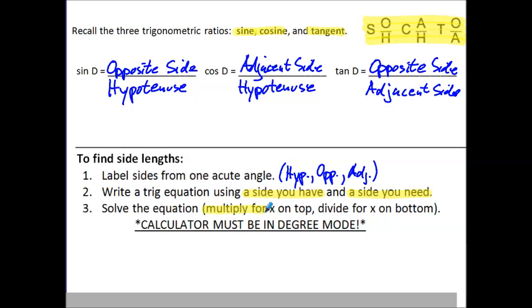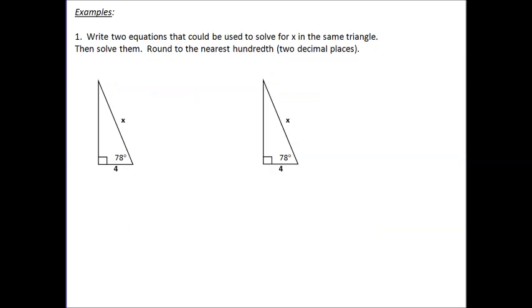There is a specific step each time. If x is on the top of our ratio, we need to multiply. If x is in the bottom, then we need to divide. And of course, very important, your calculator must always be in degree mode before we even start. And as always, looking at a few examples will make things much easier to understand.